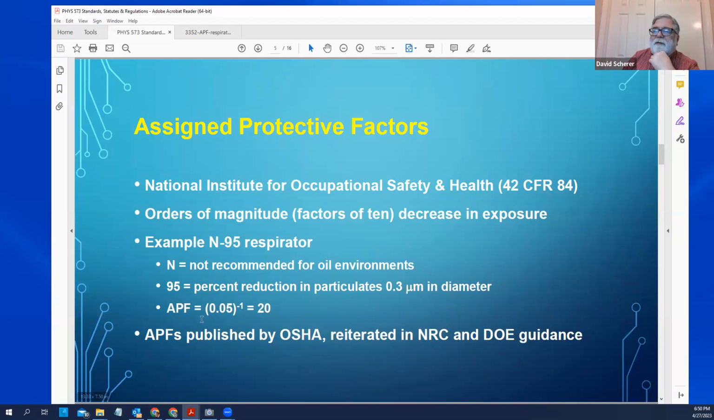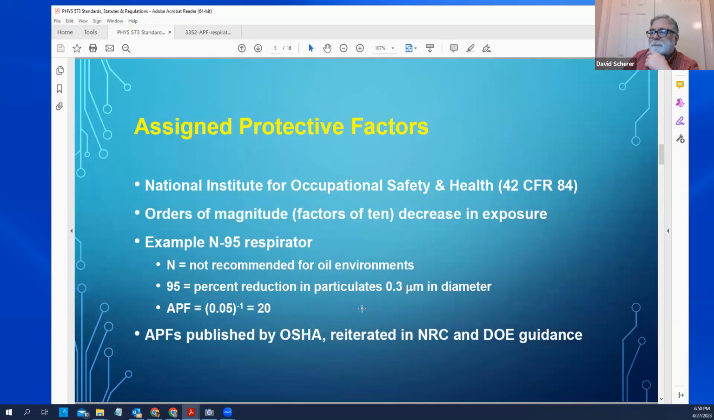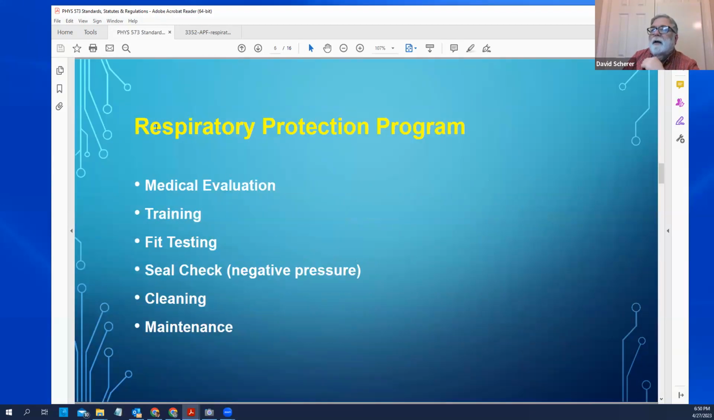That's the 0.05. If we look at the reciprocal of 0.05, that's 20. So the APF for an N95 respirator would be 20. Clear enough? Okay. Hearing no questions, I'm going to move on.